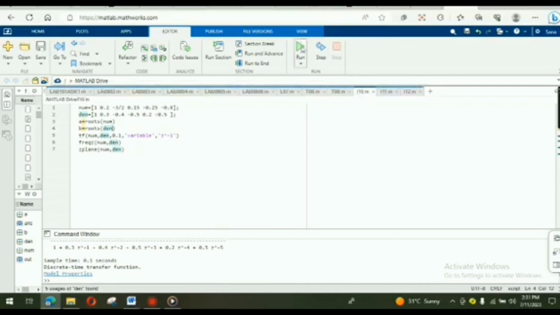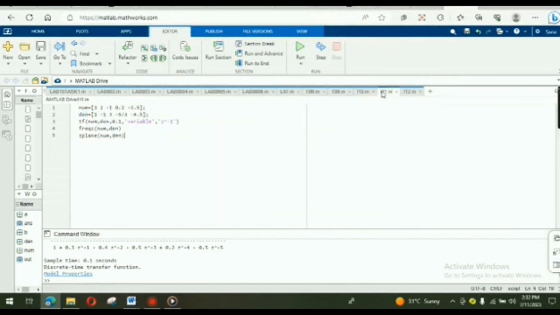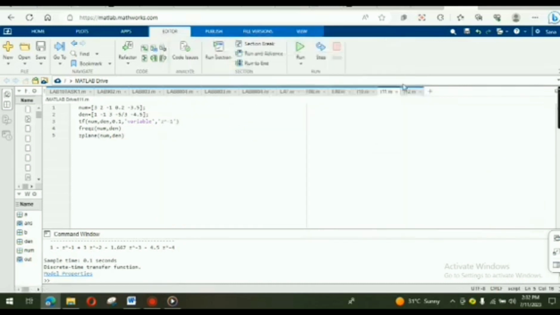Okay, lab task number 10. In this one, two of the poles are outside of the unit circle, so the system is not stable. Lab task number 11. In this one, the poles are outside of the unit circle, so this one is not stable.